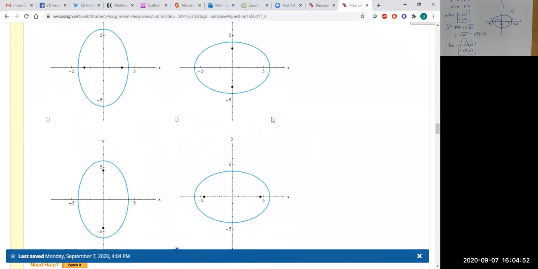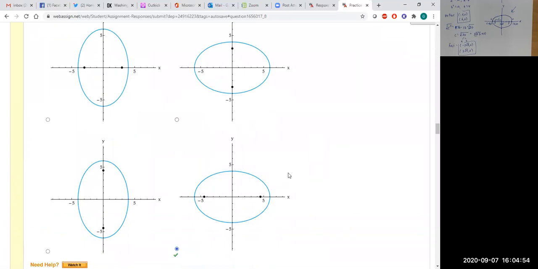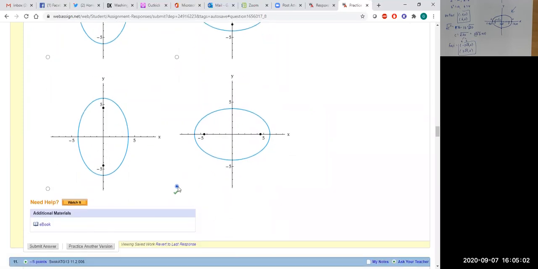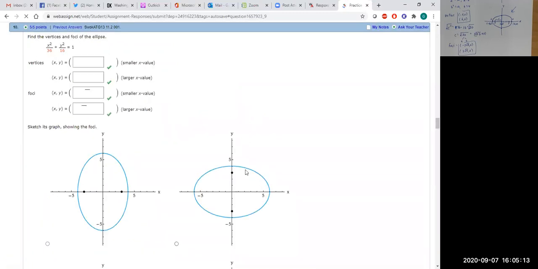And then I look at my graphs. First of all, it's a left or right. It's got to be one of these two. And you notice here they put the foci up and down. Of course, the foci are left and right. So it's got to be this one right here. Looks like I already checked it, but we'll check all these answers. And it looks like they're all correct.